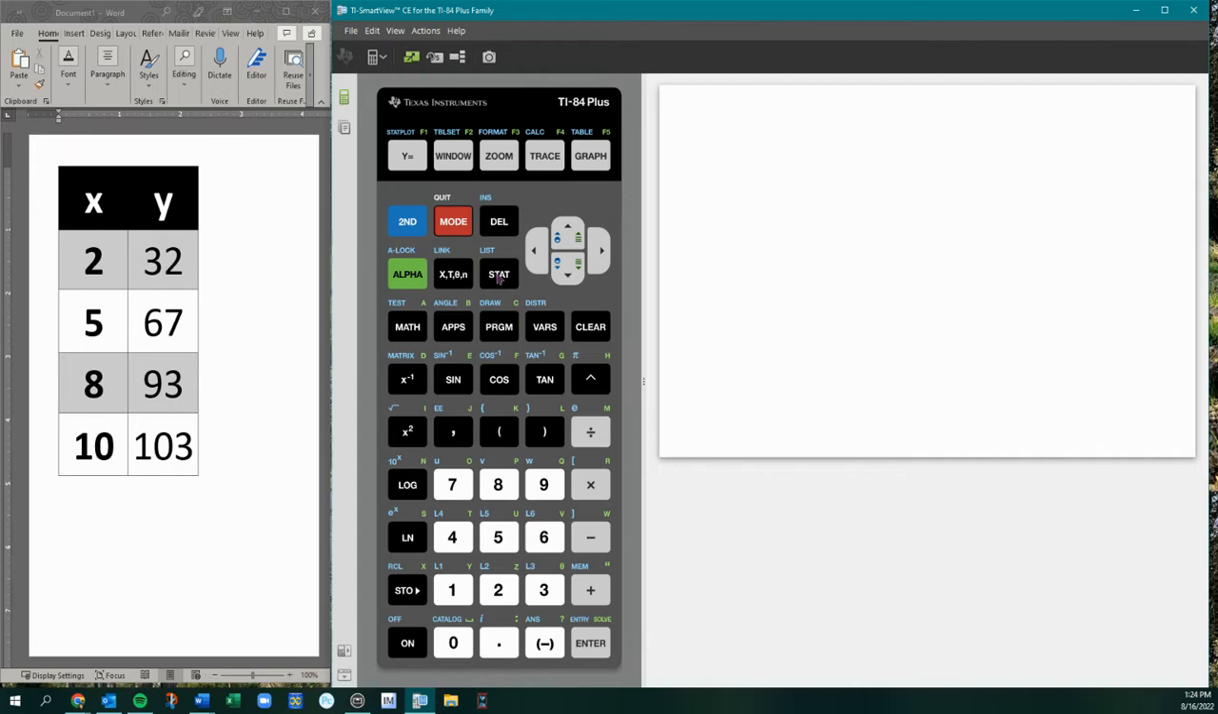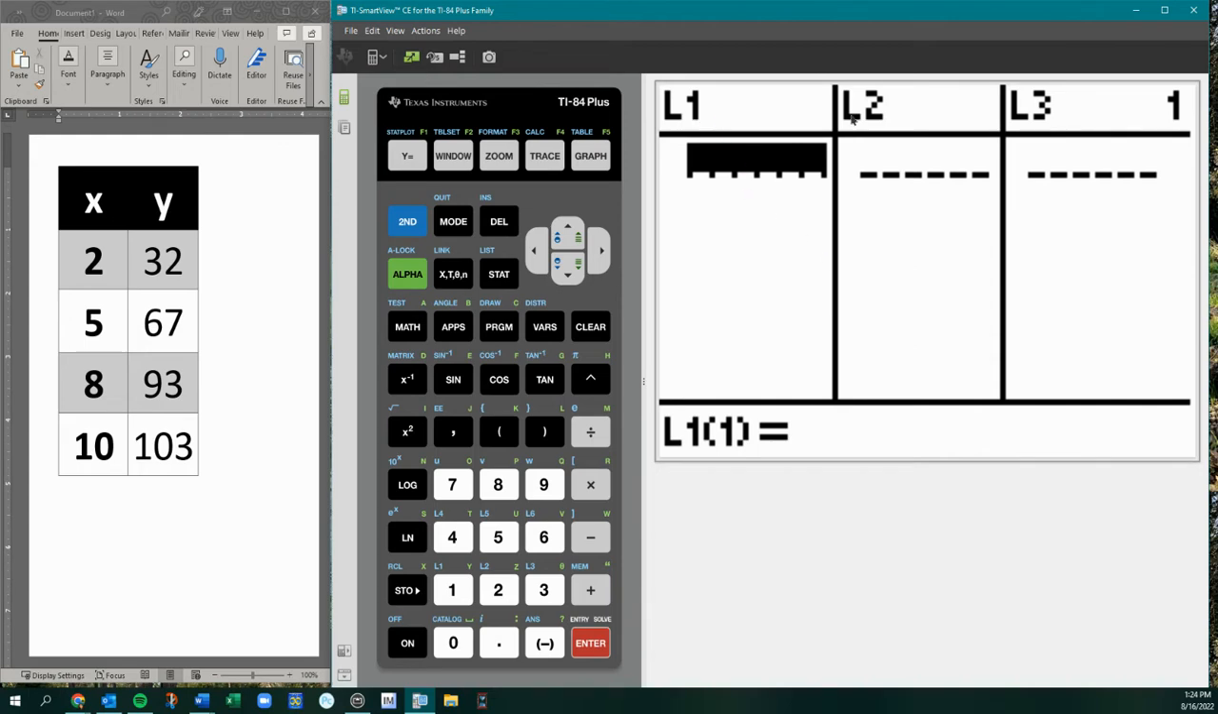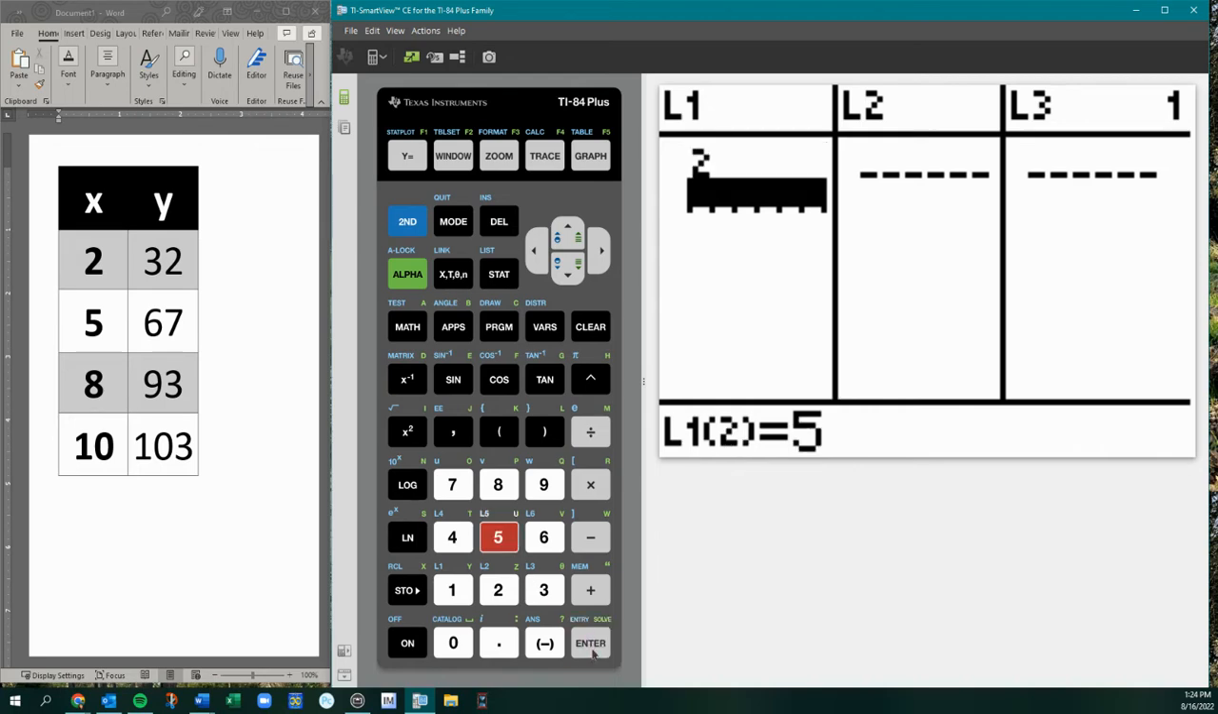We're going to press stat, and then we're going to edit the list by pressing enter. Make sure it says L1, L2. It should if you've reset your calculator. And we're just going to enter this data. So 2, enter, 5, enter, 8, enter, 10, enter.